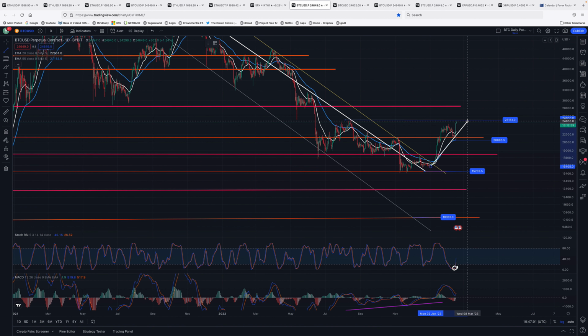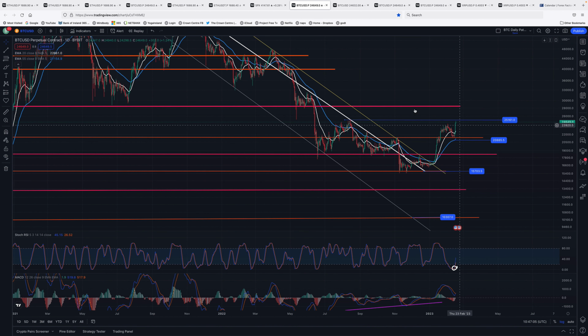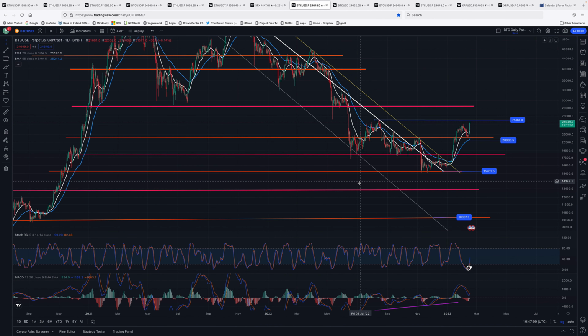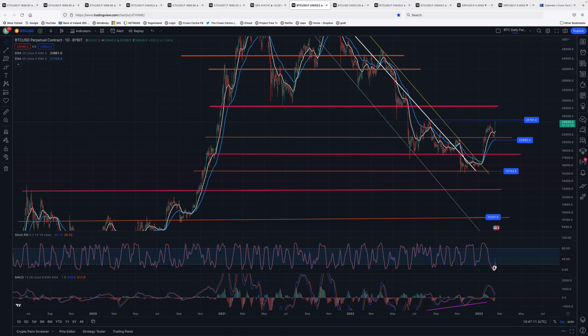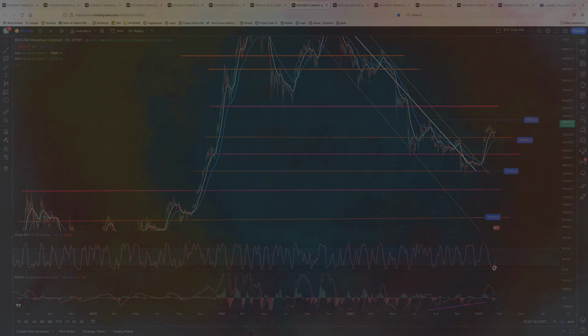This has been one straight up swing without any particular sustainability, retracement or correction. So we need to see that in order to continue sustainably to the upside. That is it from me.